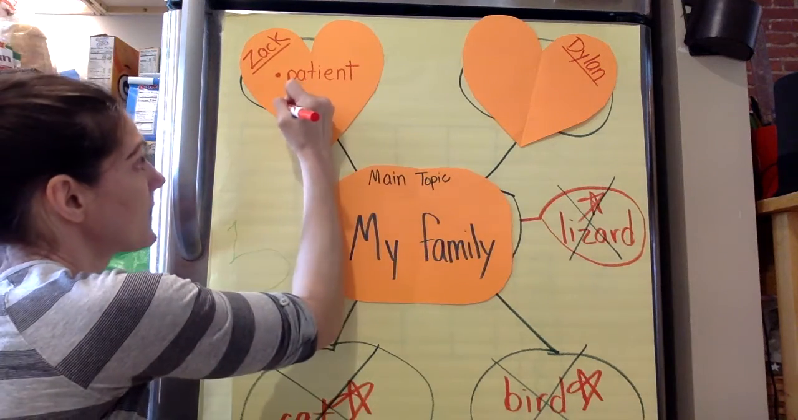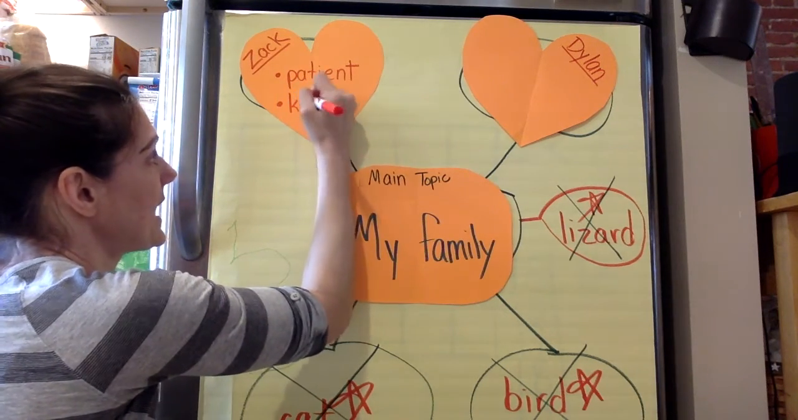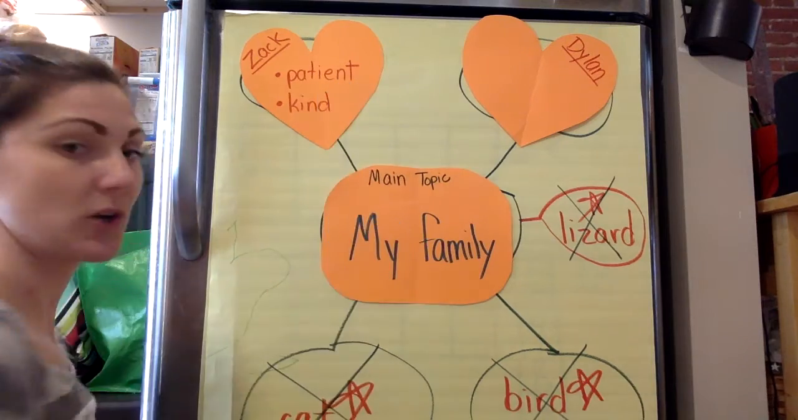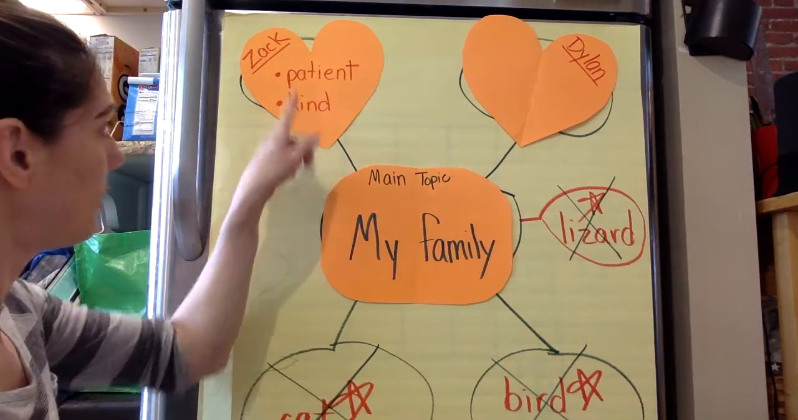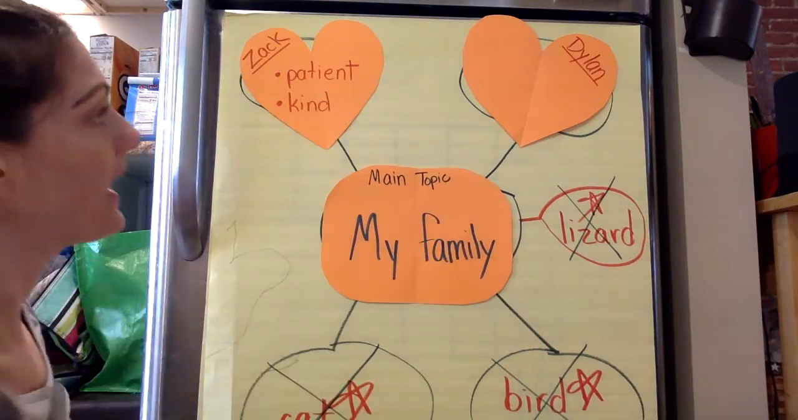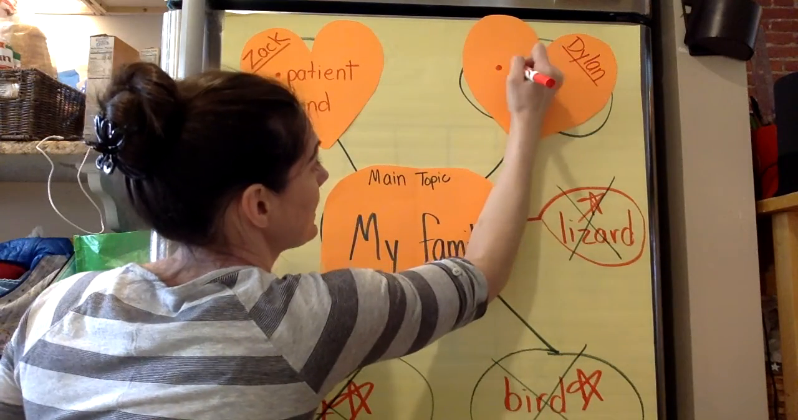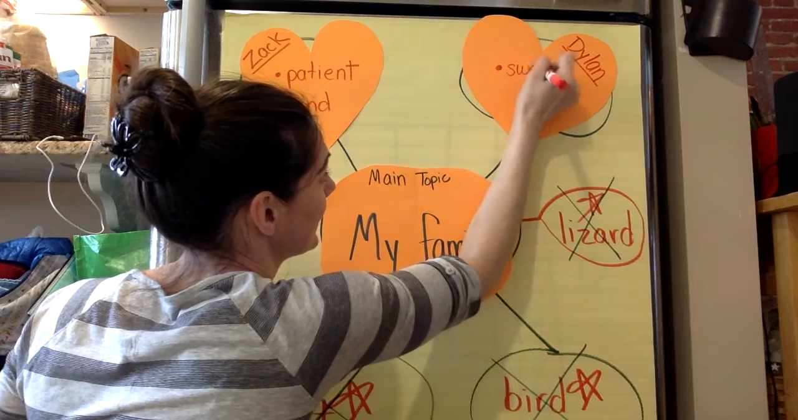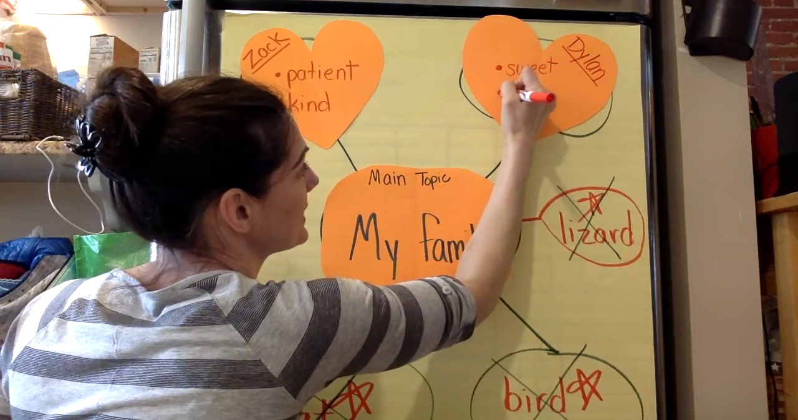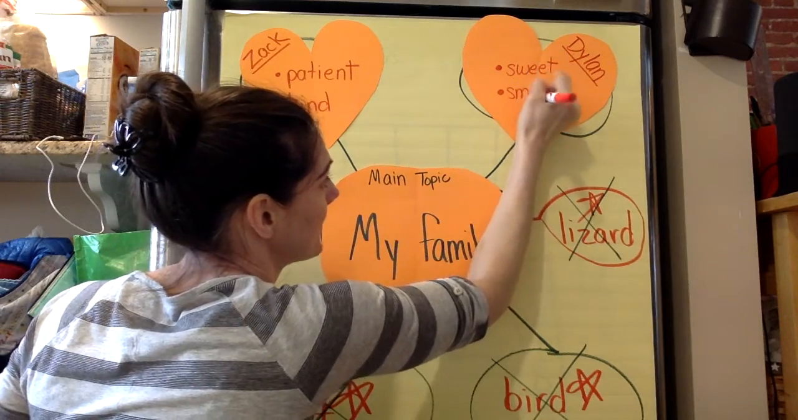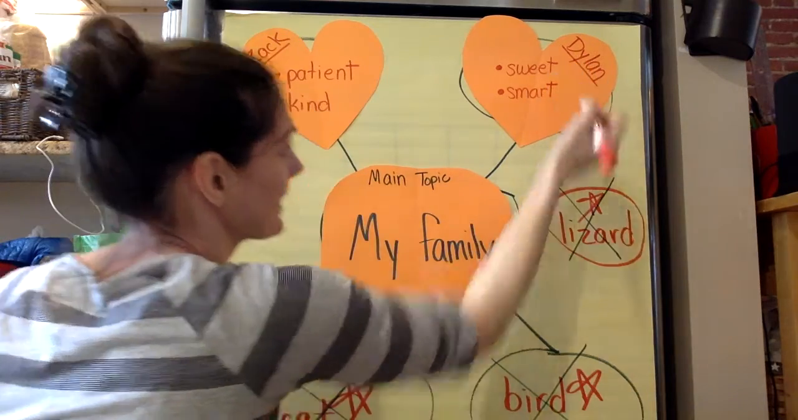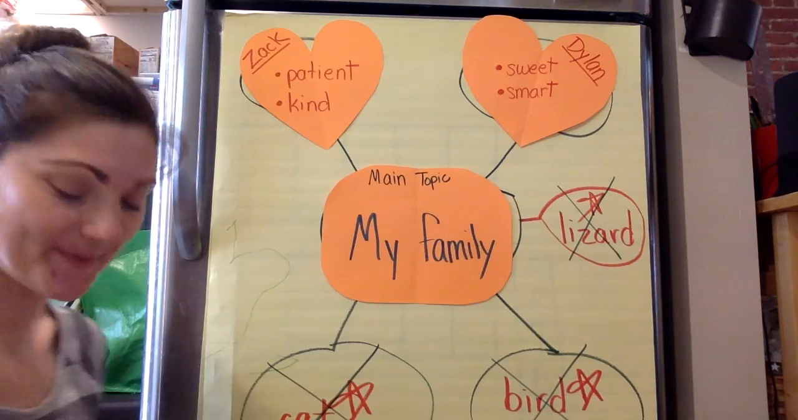I also think that my husband, Zach, is very kind. He has a good heart. Okay, so patient and kind. And then Dylan over here, I'm going to write, he's very sweet, and I think he's pretty smart too. Okay. So sweet and smart.